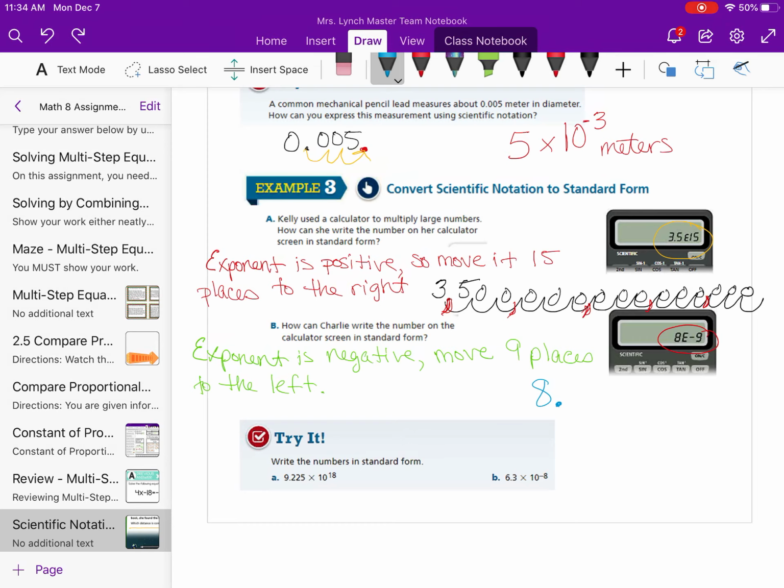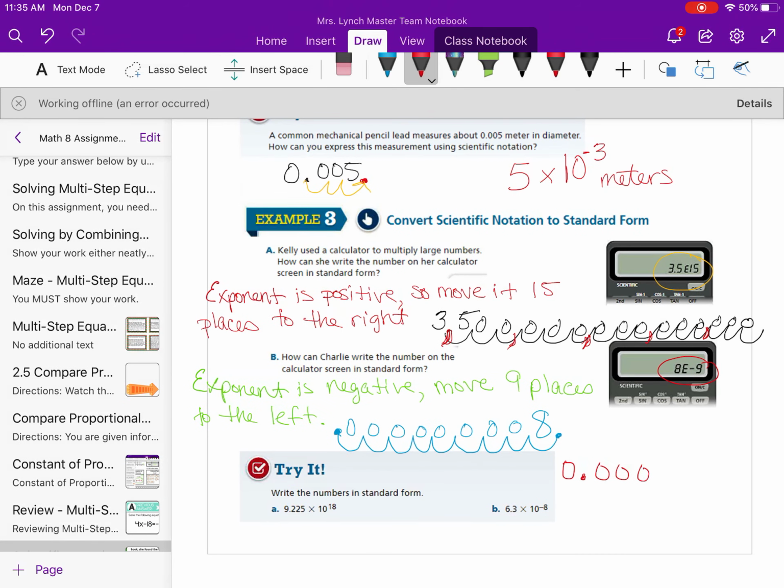So we need to move this 9 places to the left. So we're going to count 1, 2, 3, 4, 5, 6, 7, 8, and 9. And you need a new decimal, and again, you're going to fill in all those spots with a 0. So that's your, and I will rewrite this one since I have some more space, that's your teeny tiny number. So 0.1, 2, 3, 4, 5, 6, 7, 8, and the number 8. So that's the number that matches what the calculator would be saying.